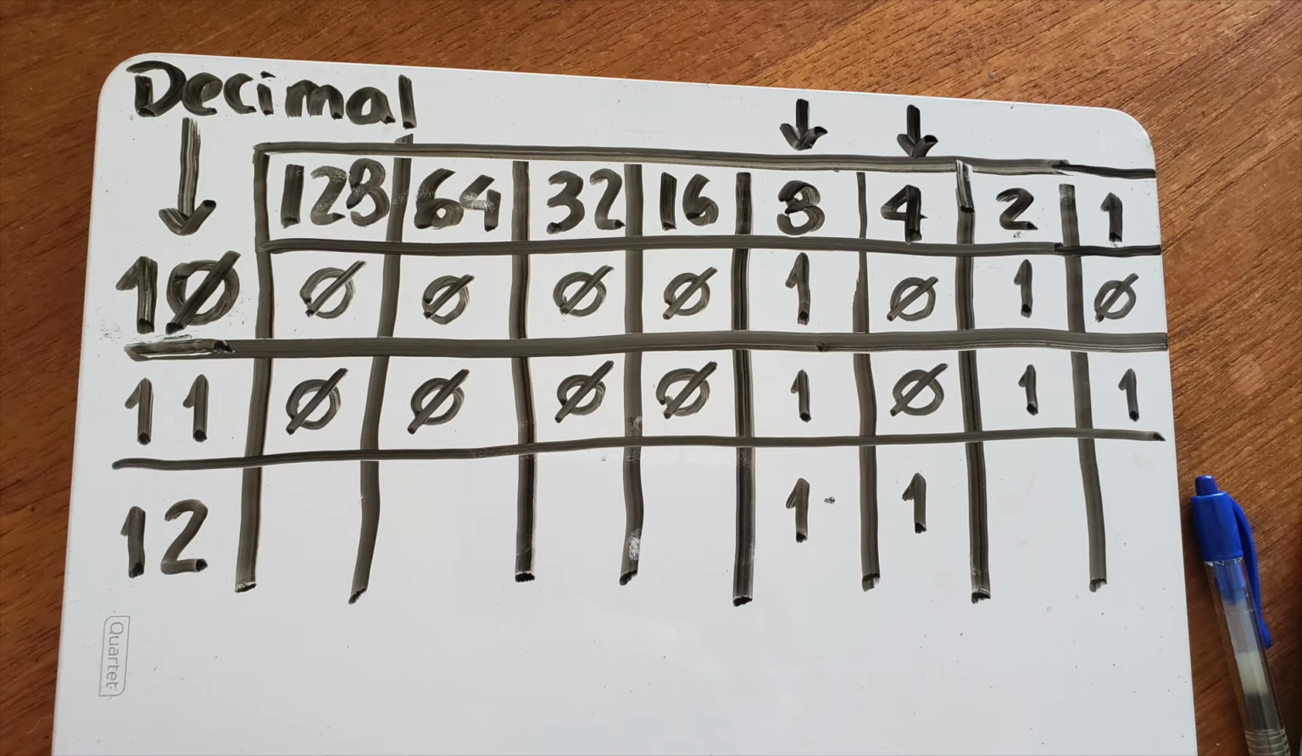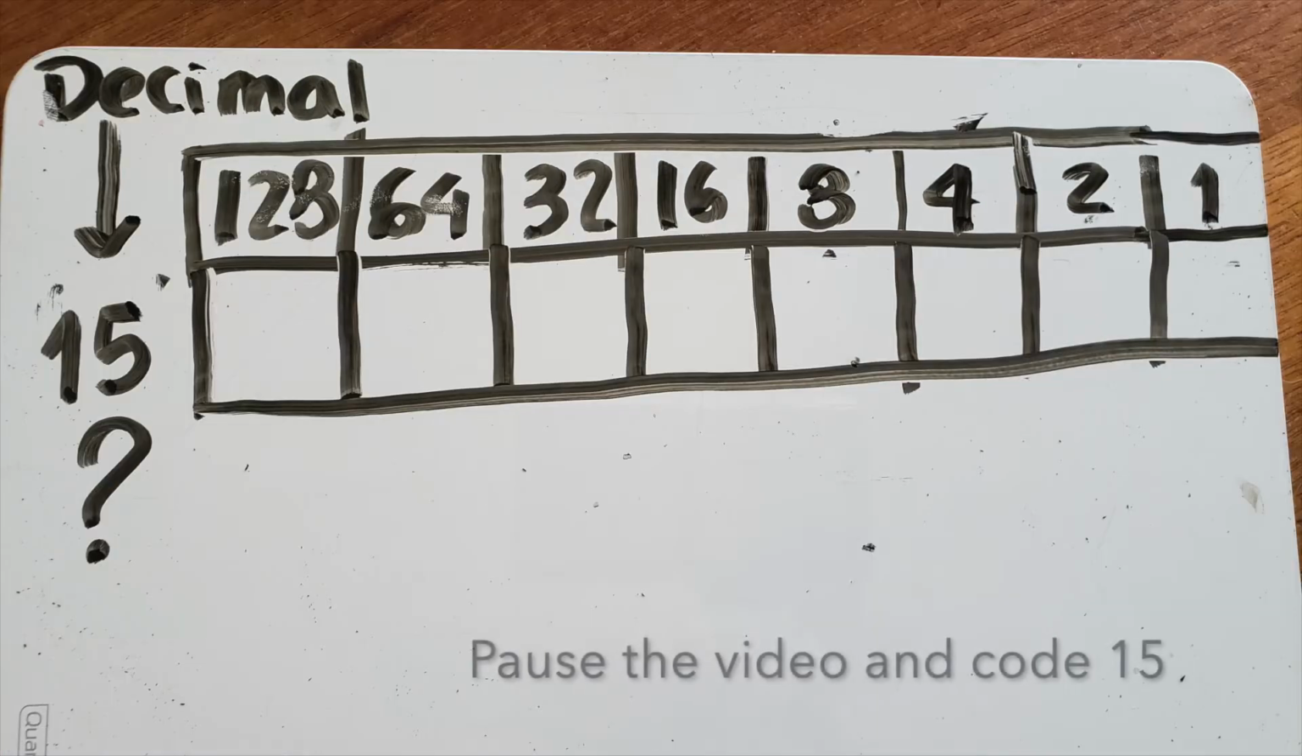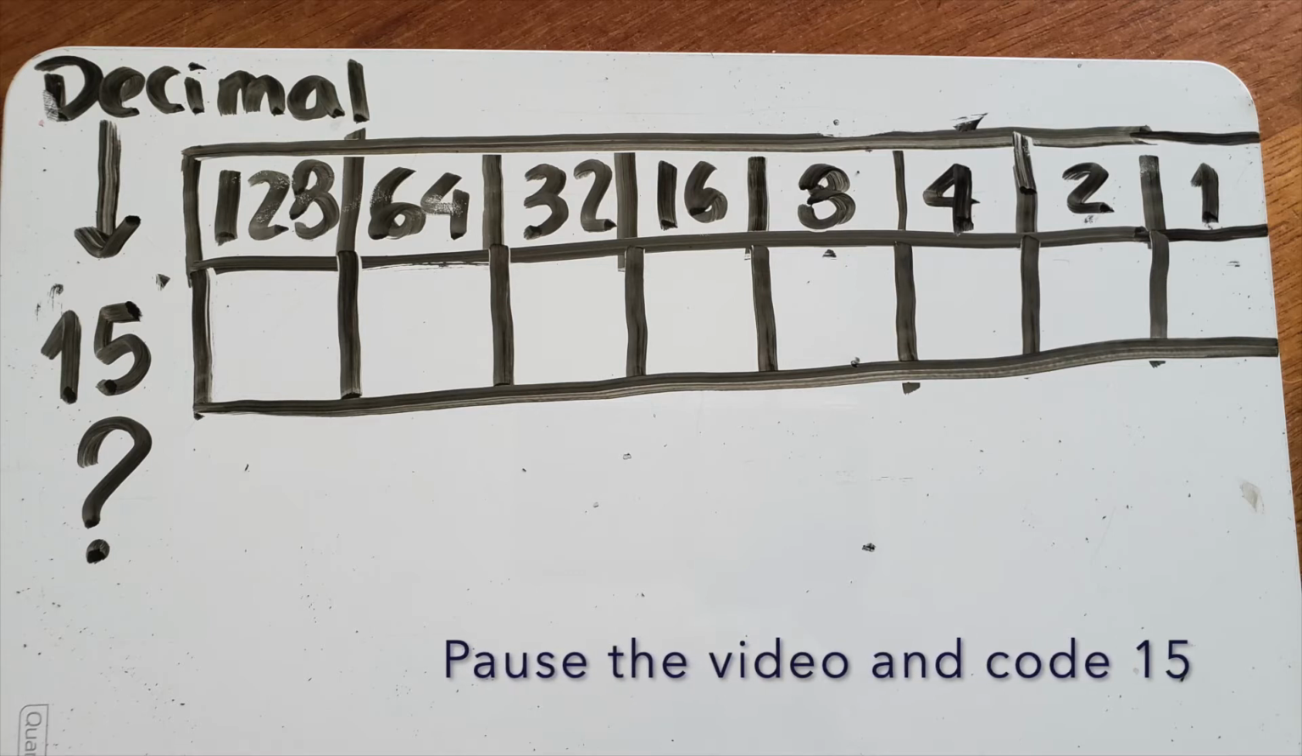Let's code 12. So 12 is a little different because we have two digits that added together will give us 12, which is the 8 and the 4. So we turn 8 and 4 on, everything around off, and that's how you code number 12. Now I'm going to ask you to practice a special value. Value 15. Pause the video and code it and see how that works.